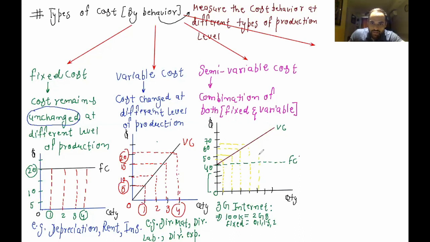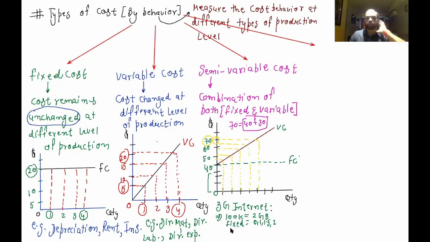As you are consuming more, so let's say $70. So 70 is your semi-variable cost. In this 70, 0 to 40 is fixed, right? And 40 to 70 is variable. So $70 is your semi-variable cost, which is a combination of 40, which is fixed, and 30, which is variable. Fixed and variable both.